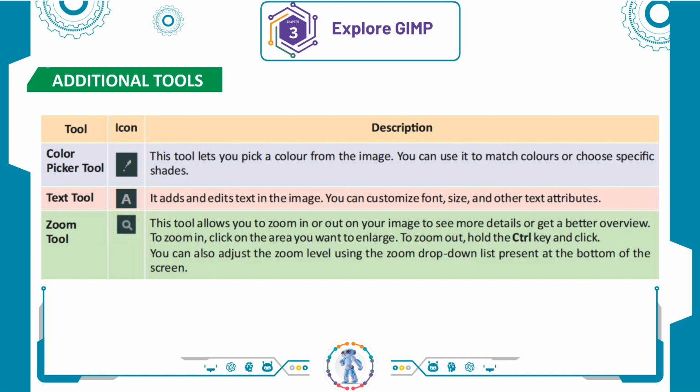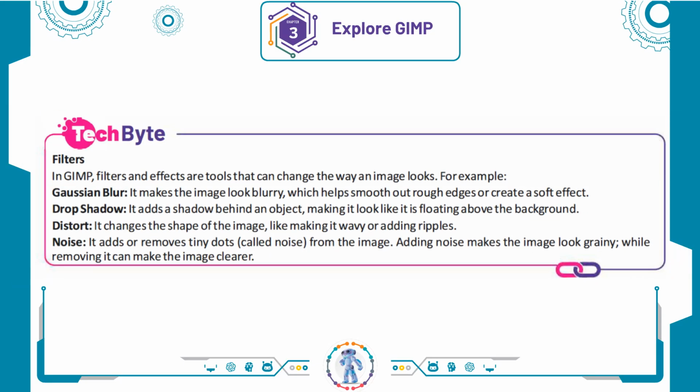Zoom tool. This tool allows you to zoom in or out on your image to see more details or get a better overview. To zoom in, click on the area you want to enlarge. To zoom out, hold the Ctrl key and click. You can also adjust the zoom level using the zoom drop-down list present at the bottom of the screen.